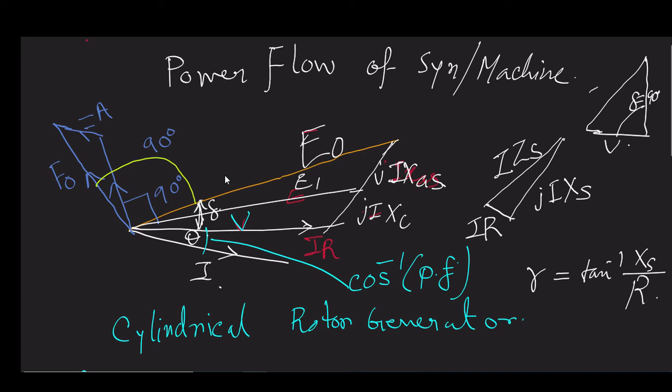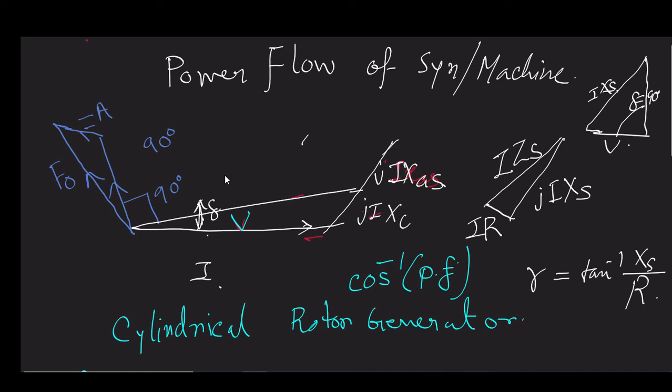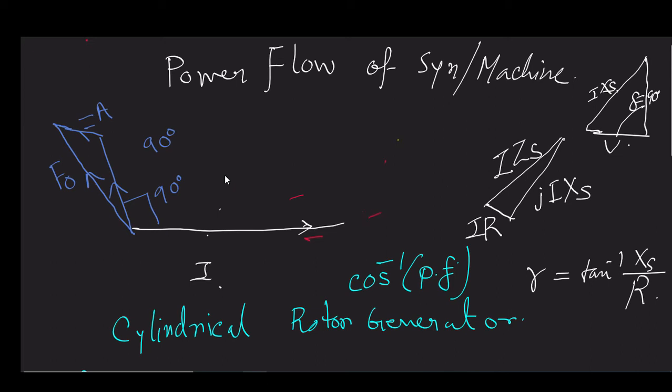and this is your IXS. So one choice is that you make this E naught very high. Another choice is that you select a current, like if we select current like this, so reaching that value with lagging current implies a very high value of E naught.